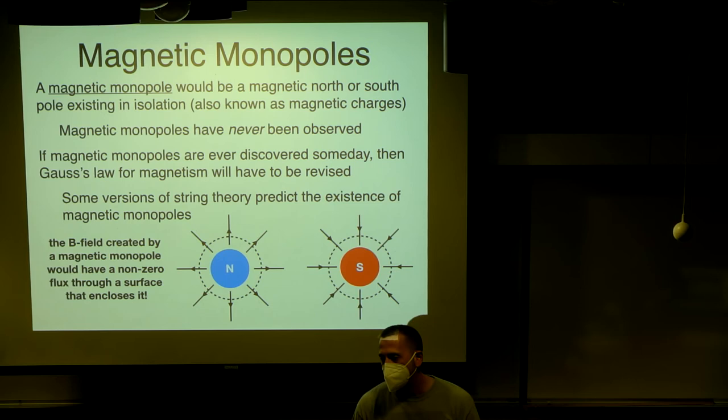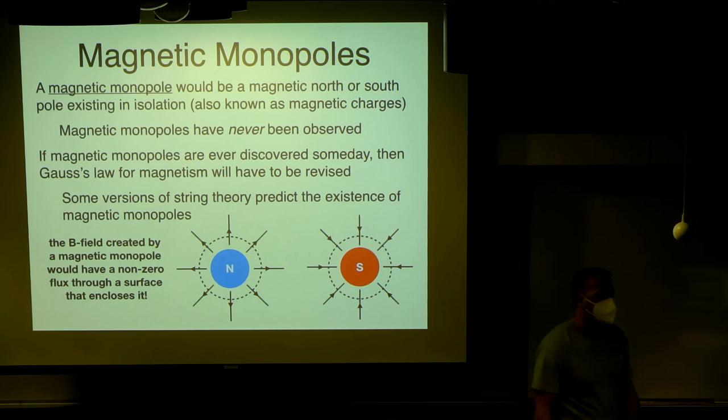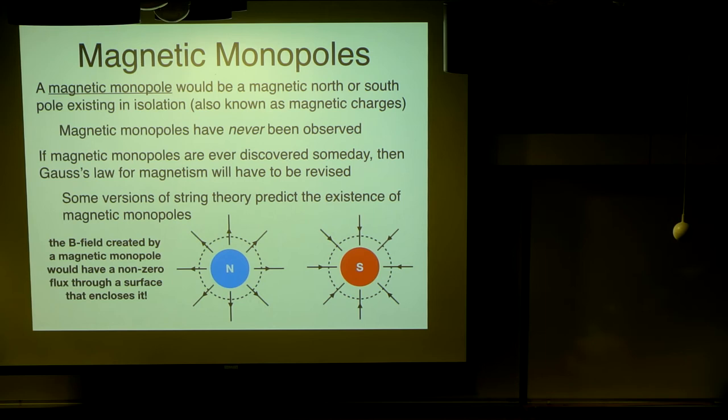What would be the implications if a monopole did exist? So yeah, it might be a pretty good piece of evidence for things like string theory, or certain models of string theory. And again, it would mean our understanding of E&M needs to be revised.